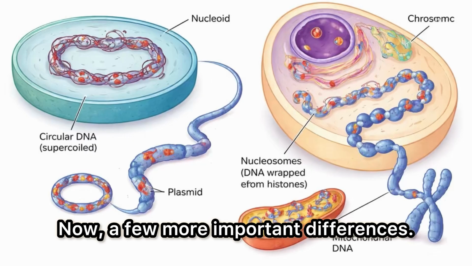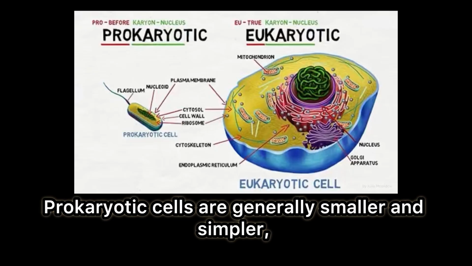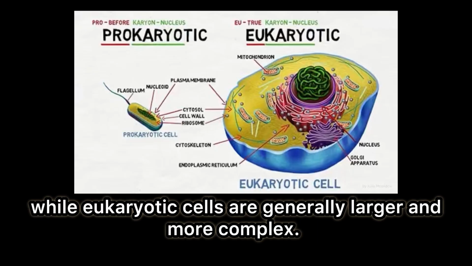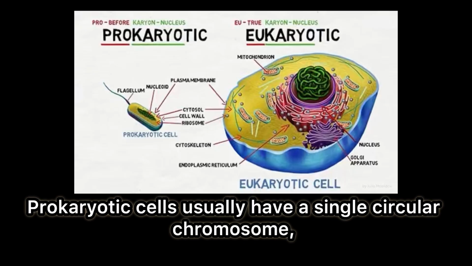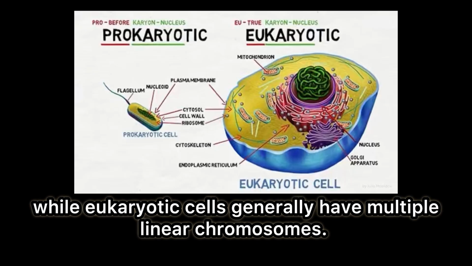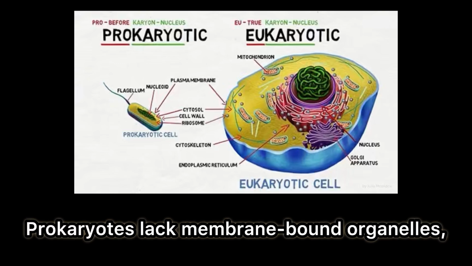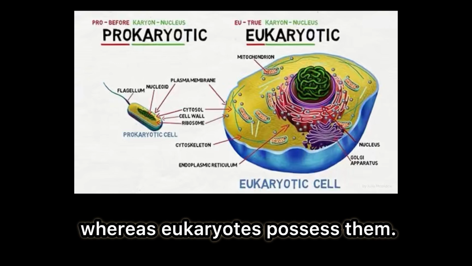Now a few more important differences. Prokaryotic cells are generally smaller and simpler, while eukaryotic cells are generally larger and more complex. Prokaryotic cells usually have a single circular chromosome, while eukaryotic cells generally have multiple linear chromosomes. Prokaryotes lack membrane-bound organelles, whereas eukaryotes possess them.